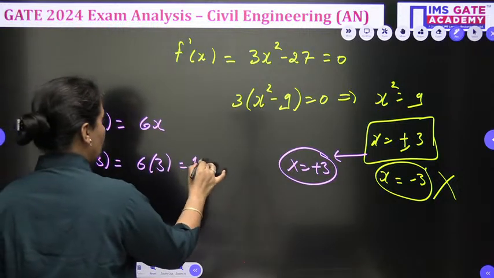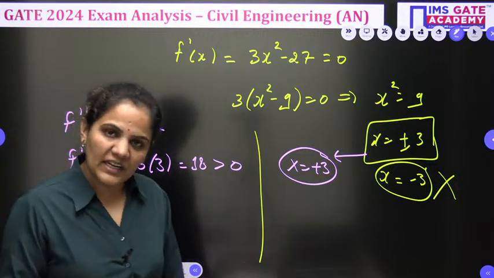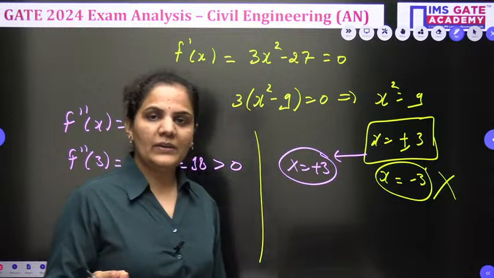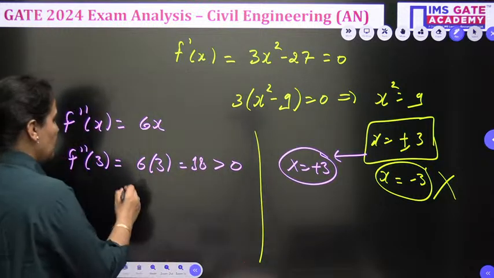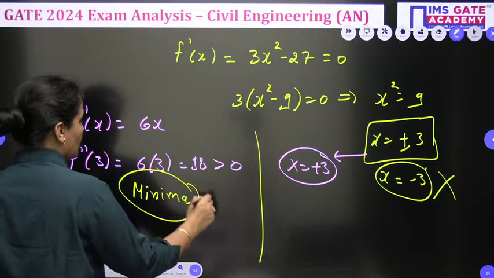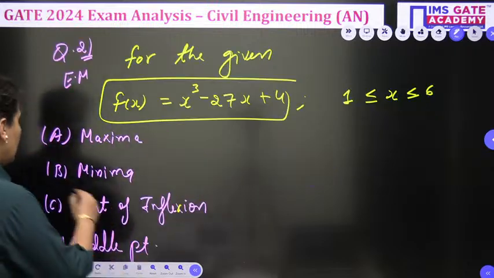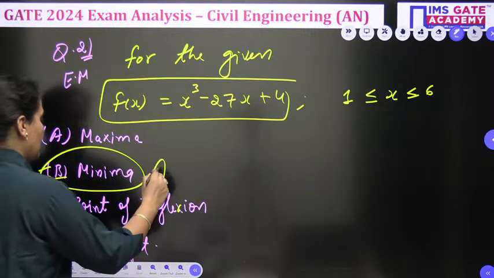When you put it in, you are getting a positive value. Positive means greater than 0, and whenever the double order derivative is greater than 0, we know very well this is having the minima only. So hence you can conclude that you are having minima, okay, and for this given function you are having minima at the point x equals 3. So here you can go for the result as minima.